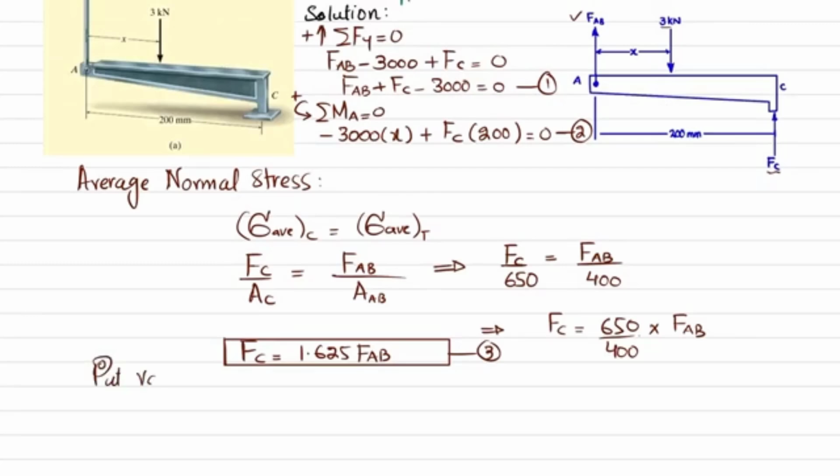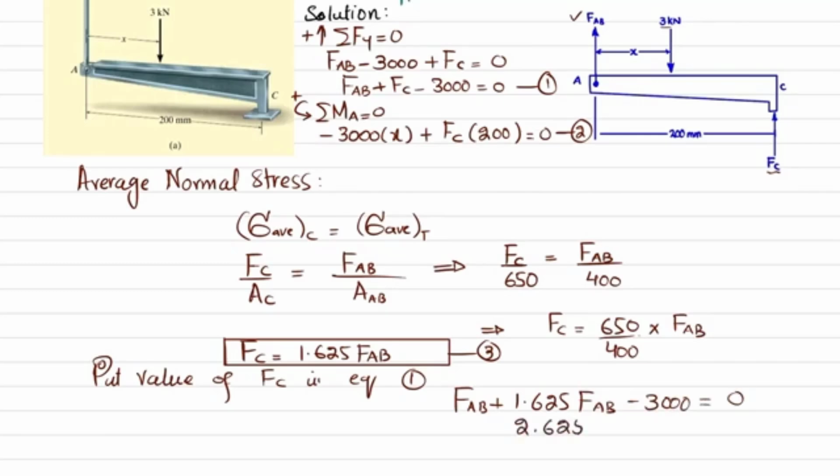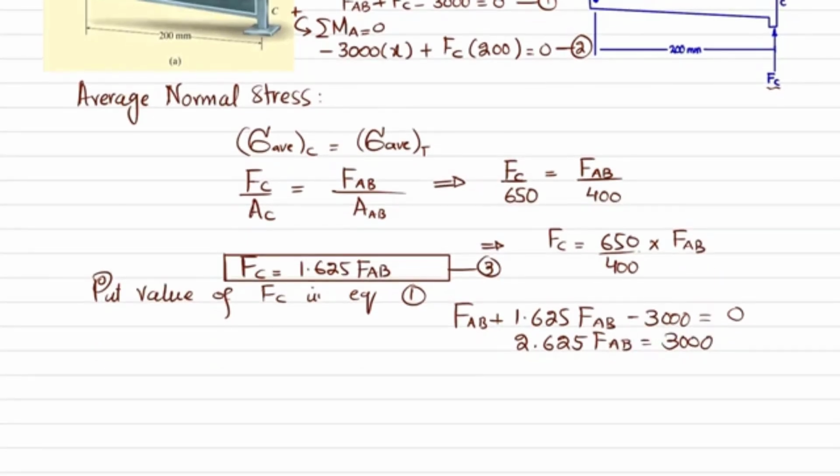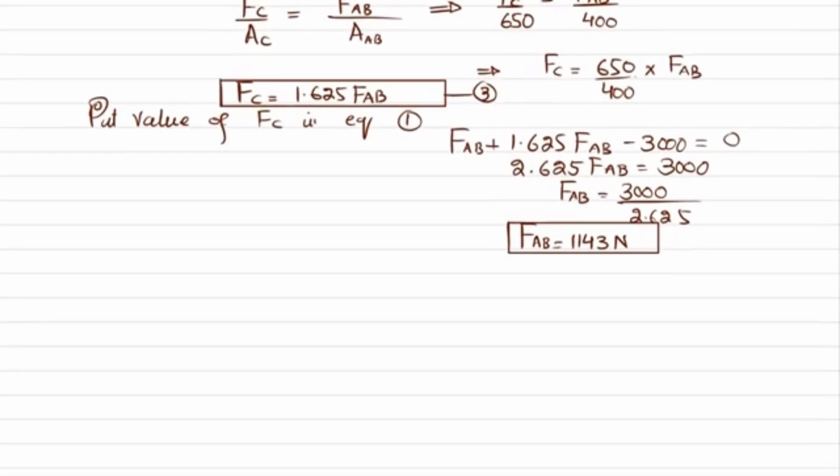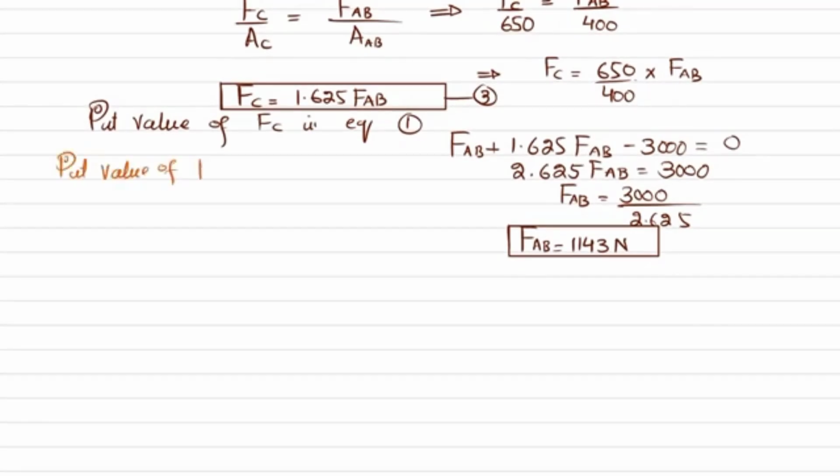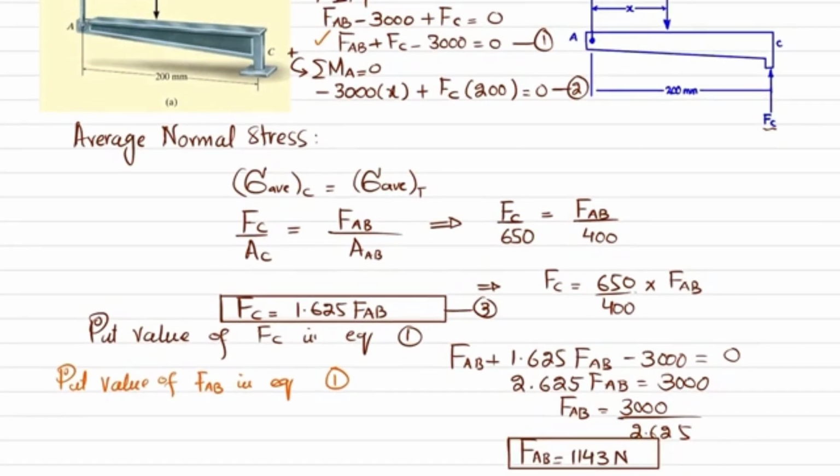Now put value of FC in equation number 1. So when you put it, FAB plus FC will be replaced by 1.625 FAB minus 3000 will be equal to 0. So 2.625 FAB will be equal to 3000 Newton. So FAB will be equal to 3000 divided by 2.625. When you solve this, you will get FAB will be equal to 1143 Newton. Now put value of FAB in equation number 1. What is equation number 1? Equation number 1 is this one. So you will get 1143 plus FC minus 3000 will be equal to 0. So from here you will get FC will be equal to 1857 Newton.